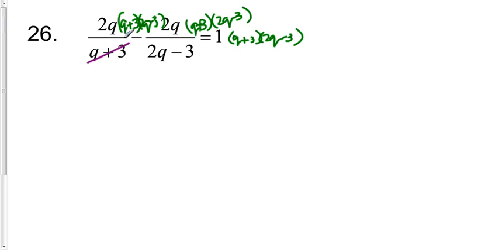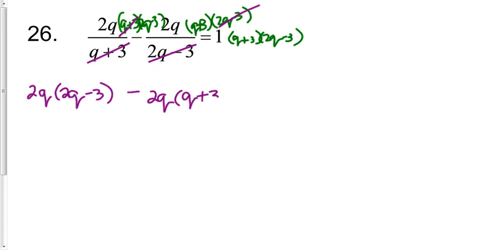So q plus 3 cancels out in the first fraction, and I have a 2q times, in parentheses, 2q minus 3. Then we're subtracting. In the second fraction, I'm canceling out 2q minus 3. So I have a 2q times, in parentheses, q plus 3. And then it equals 1 times these factors. Basically, I need to multiply or FOIL these two binomials together on the right side.